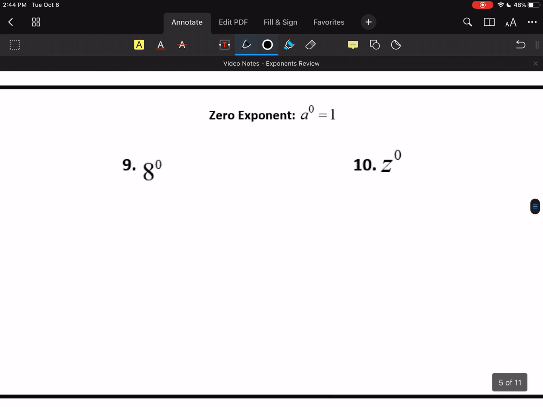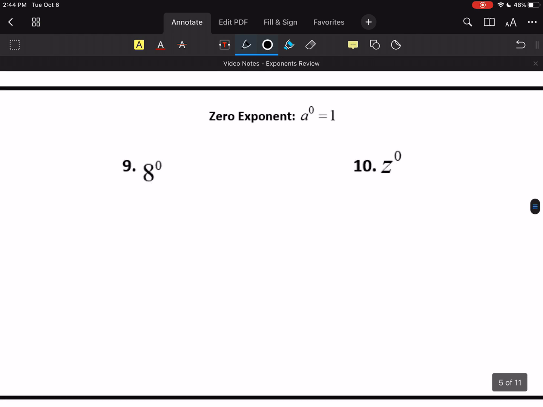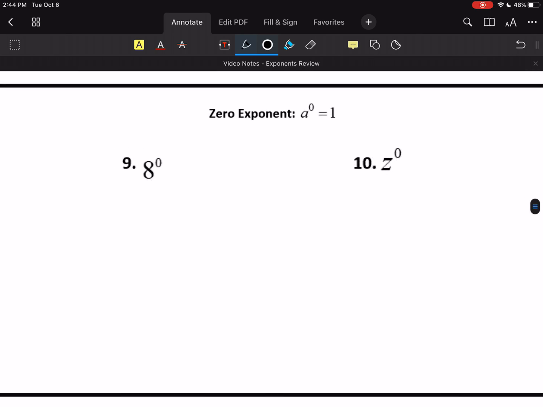Zero is the easiest property, but it's the one that most people overlook. Anything raised to the 0 power, I don't care if it's a number or a variable, it is always going to equal 1. Always. Okay, so even if you had something like negative 3x to the 5th y, all raised to the 0 power, that 0, if you think about our power of a power property, I would distribute it to everything inside. So that entire thing raised to the 0 power would just equal 1.